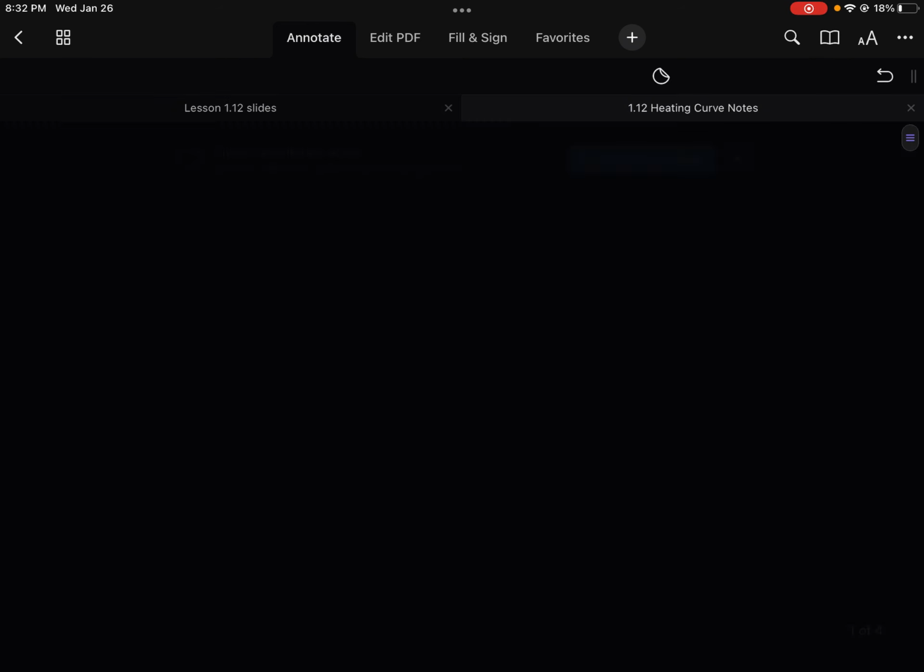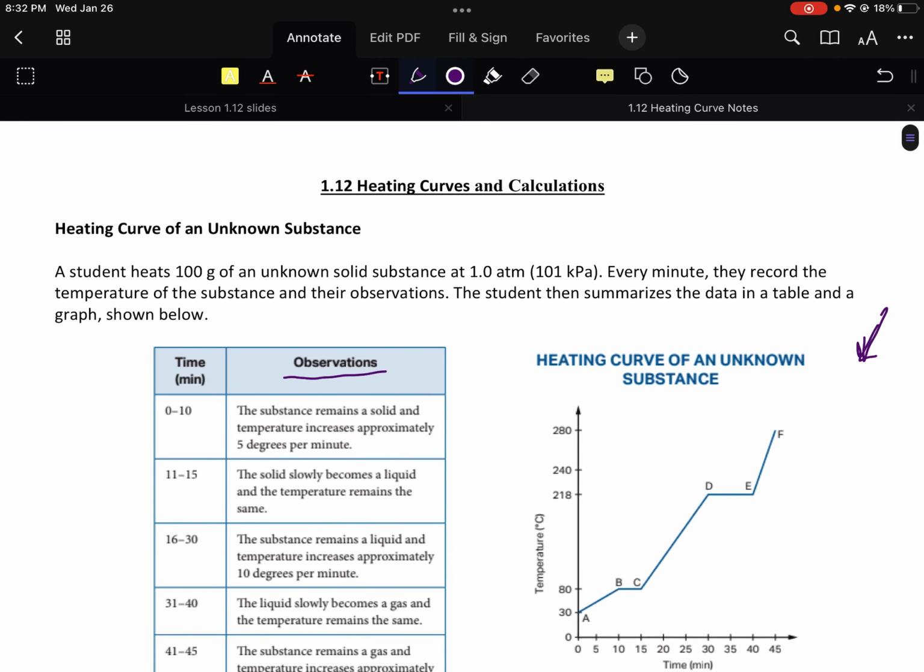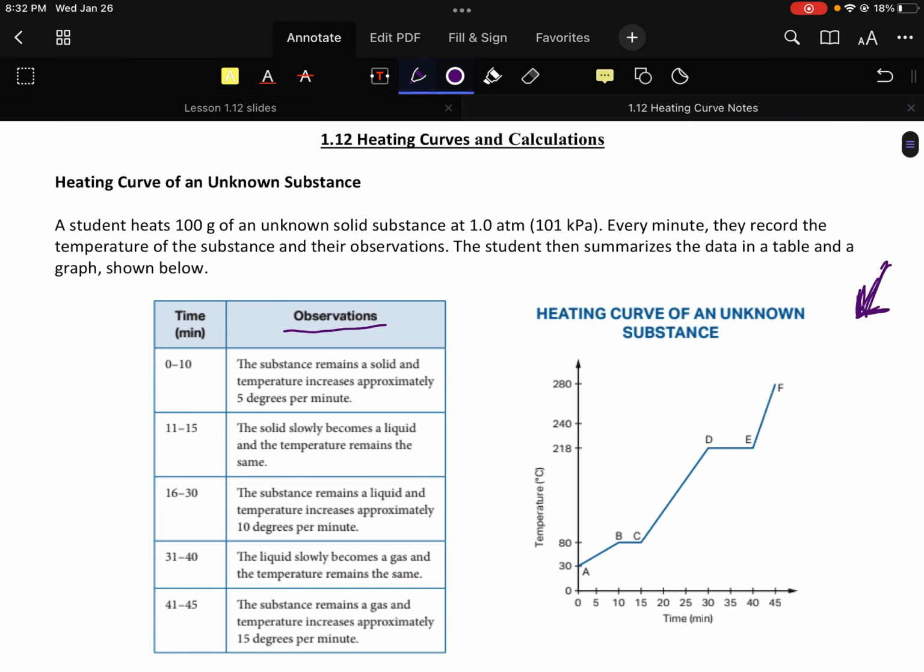So you have a picture of a heating curve on your graph, or on your notes page, right here where the arrow is kind of pointing. In this scenario, a student has taken 100 grams of an unknown substance and heated it, essentially just added heat, and they've made some observations in this chart here, and they've recorded their change in temperature over time.